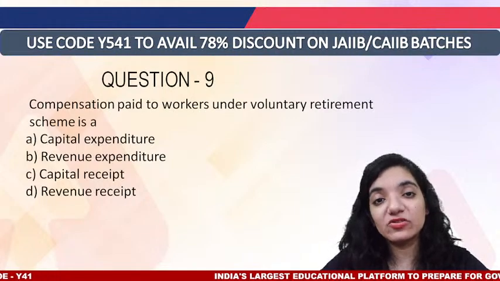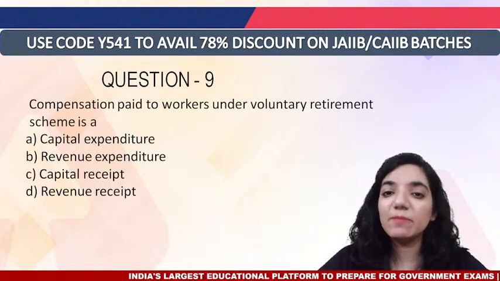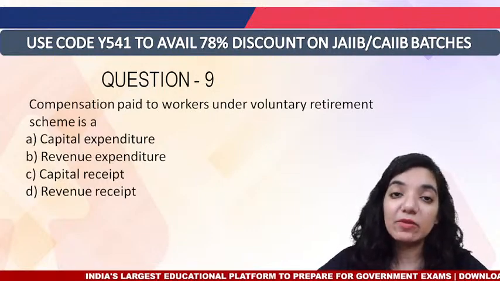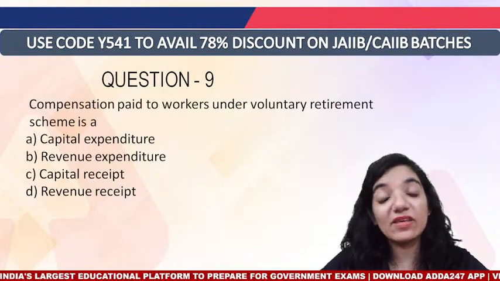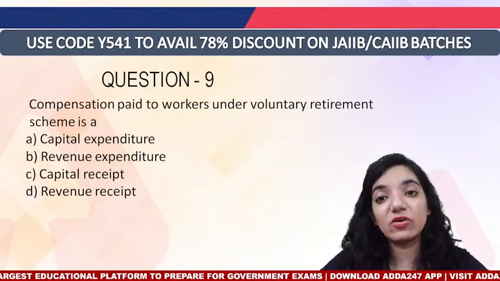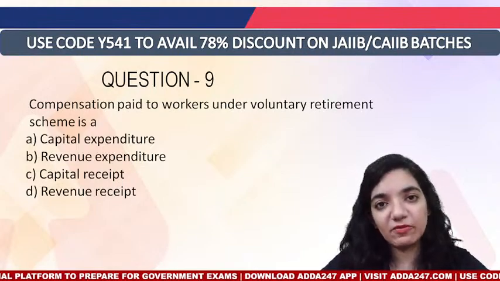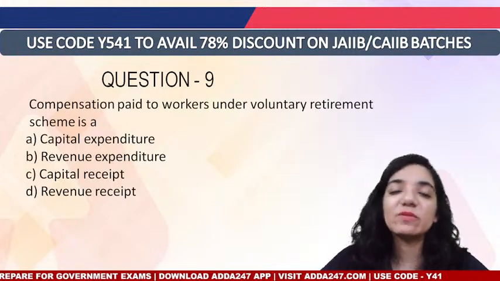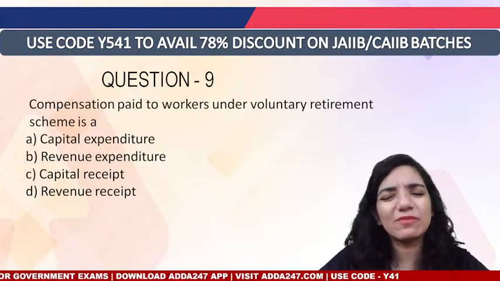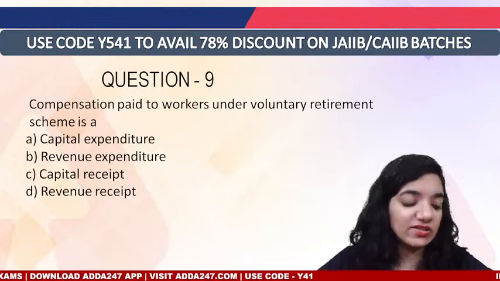Compensation paid to the workers under the voluntary retirement scheme, VRS, is when we make an early payment. When we are making an early payment for our expenses, it's again an expense. We pay salaries, and this time we are paying it before time. For the tenure that the person is not working, we'll just be paying it before time. It's just a revenue expenditure. Even if the nature seems to be very different, it doesn't matter.